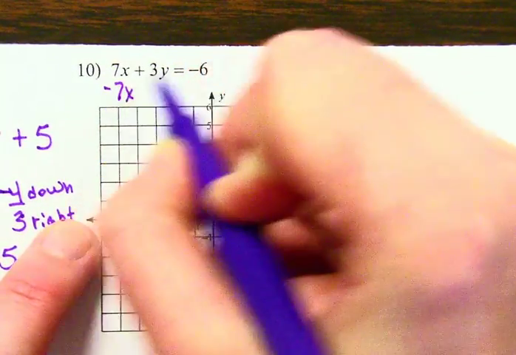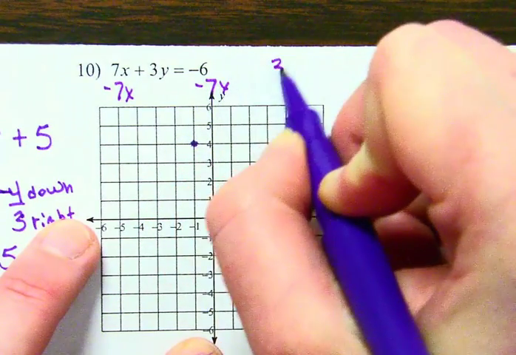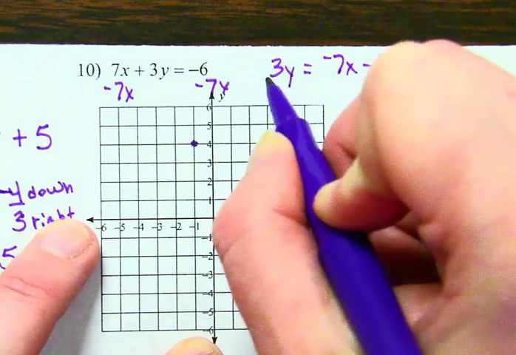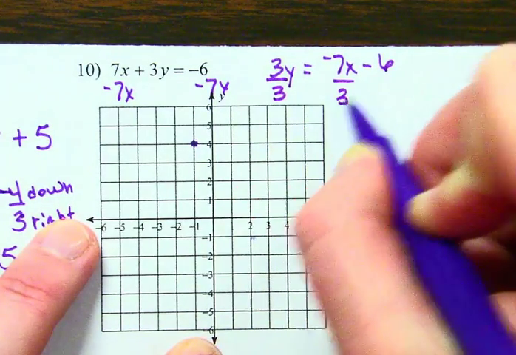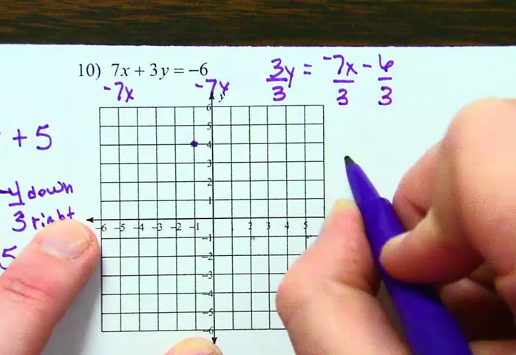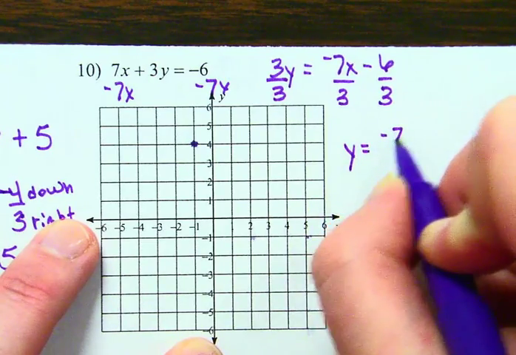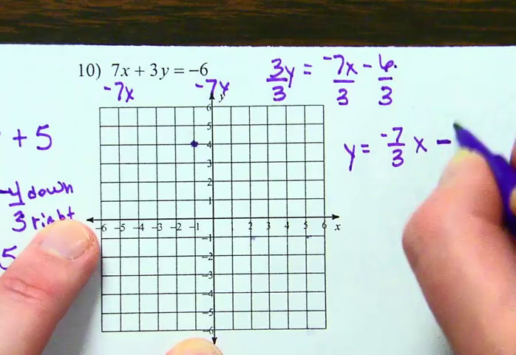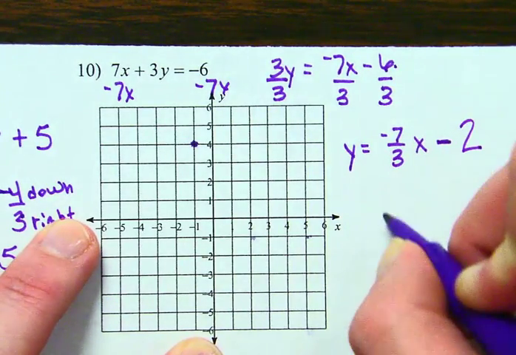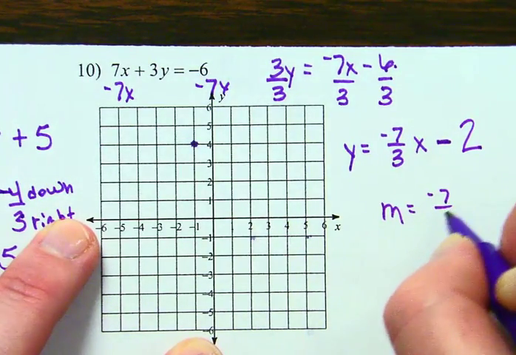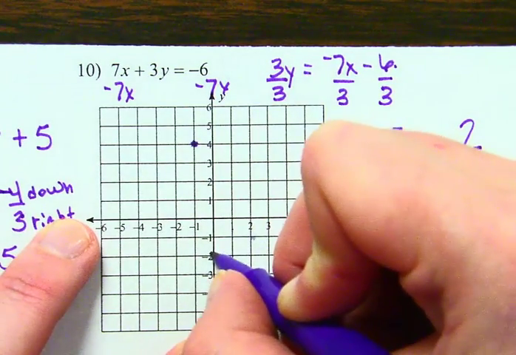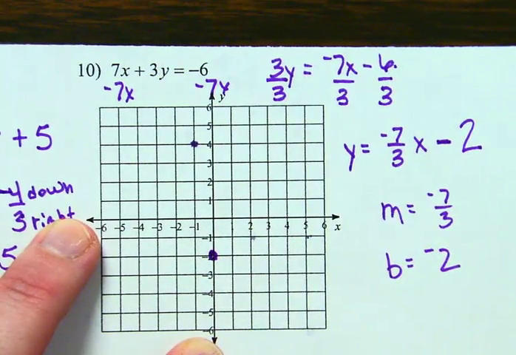Subtract 7x from both sides. 3y equals negative 7x minus 6. Divide everything by 3. Y equals negative 7 over 3x minus 6 divided by 3 is 2. My slope is negative 7 over 3. My y-intercept is negative 2. So I start at negative 2.